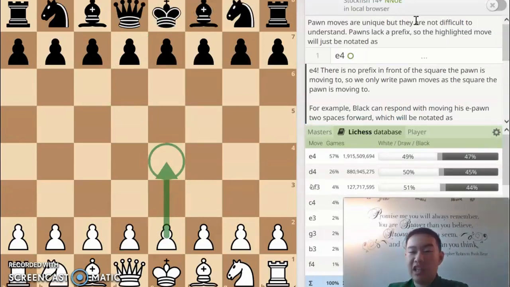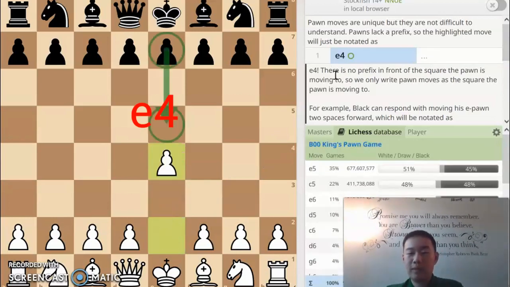So pawn moves are unique, but they're not too difficult to understand. Pawns lack a prefix because there's just too many of them, and a lot of the same pawns can go to the same squares. So this is why pawns don't have a prefix. So because they lack a prefix, the highlighted move will just be notated as e4. Since there is no prefix in front of the square the pawn is moving to, we only write pawn moves as the square the pawn is moving to.